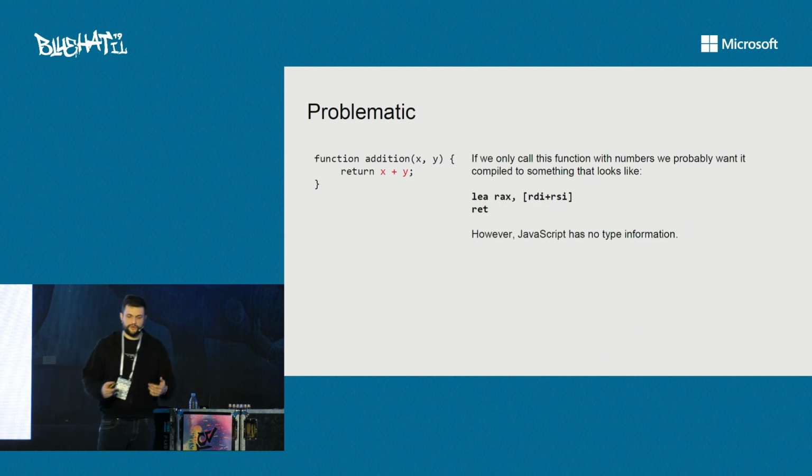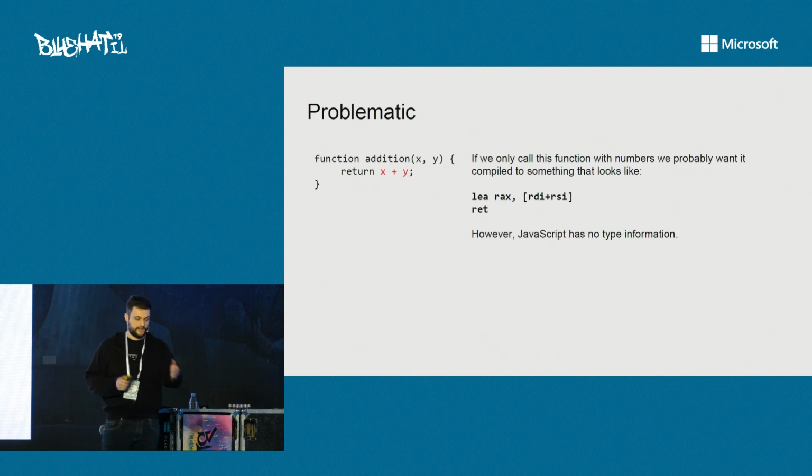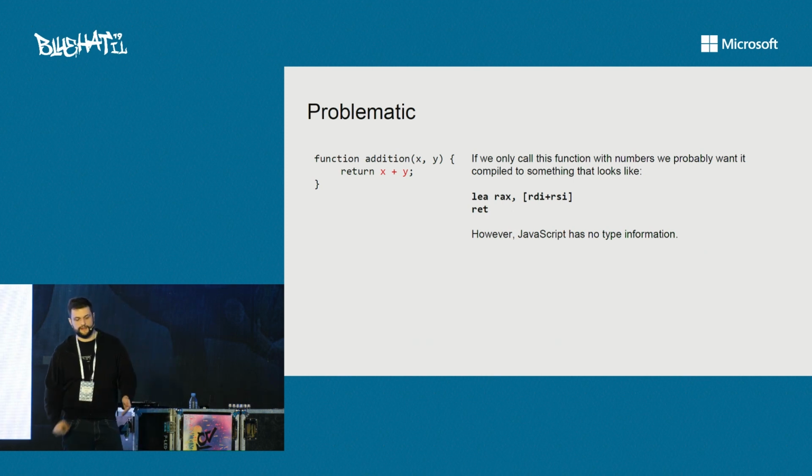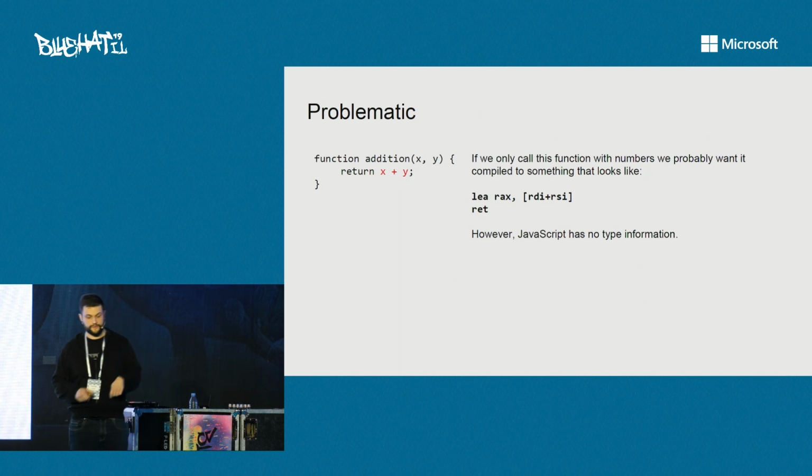So the truth is, if you have a function called addition like that, more than likely you're going to only call it with integers, and that's kind of what the JIT compiler will rely on. So here, assuming I only call the function addition with integers, I probably want something that's as close as the assembly code that I have here, which is basically two instructions: just add the two registers that hold the parameter values and just return.